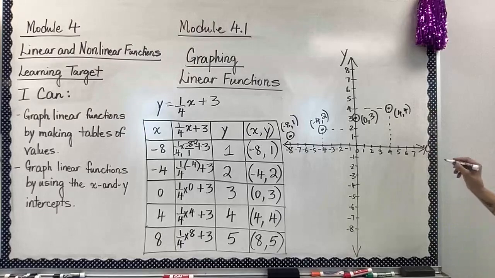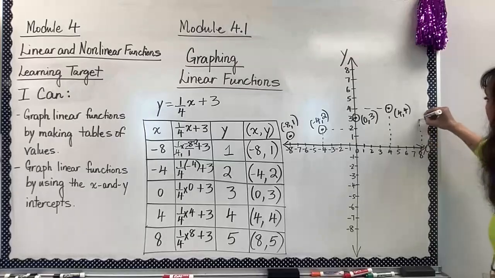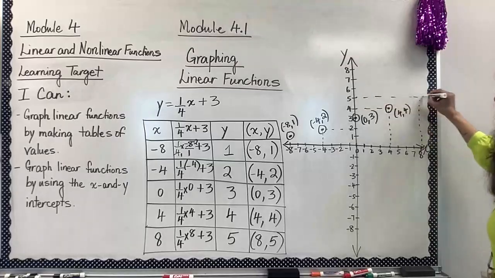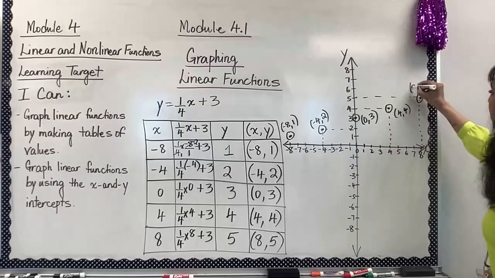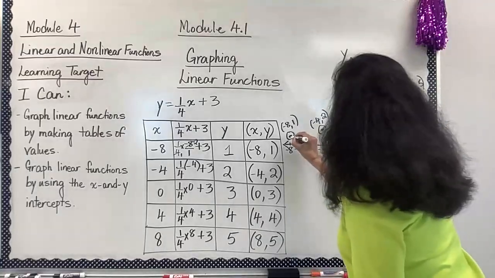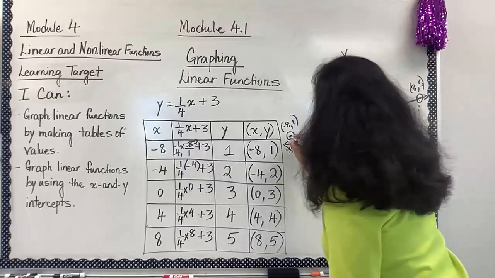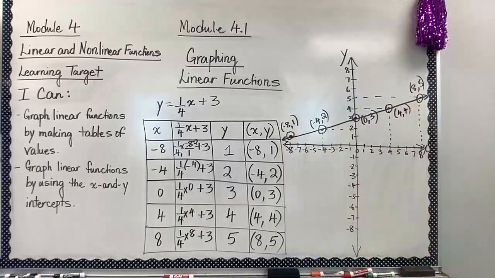When x is 8, y is 5. And here are my ordered pairs, and then I am going to connect them with a line. There we go. And so then I've just graphed the ordered pairs in the table and I have connected them with a line.